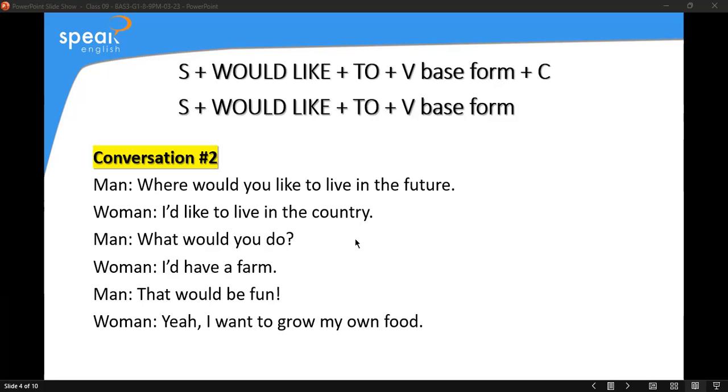Yes. Where would you like to live in the future? I like to live in the country. What will you do? I have a farm. That will be fun. Yeah, I want to grow my own food.